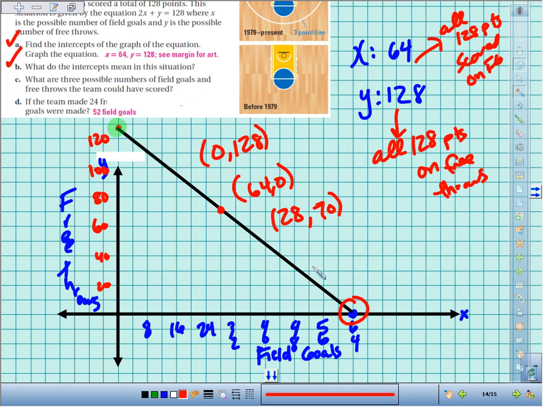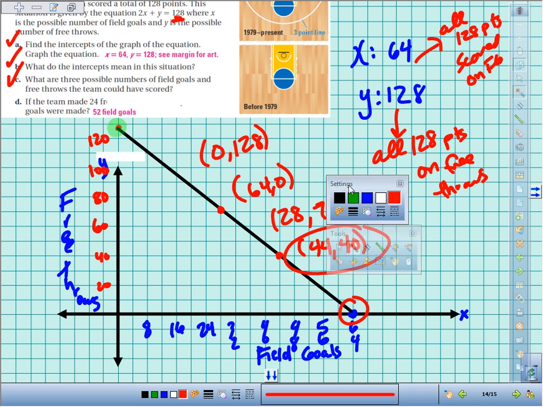Every point on this black line is a solution to the equation. So we could pick something else like, well, this point here is pretty close. What is it? 44 field goals and 40 free throws. Actually, I think that one would work because 44 times 2 is 88, and 88 plus 40 gives you the 128.